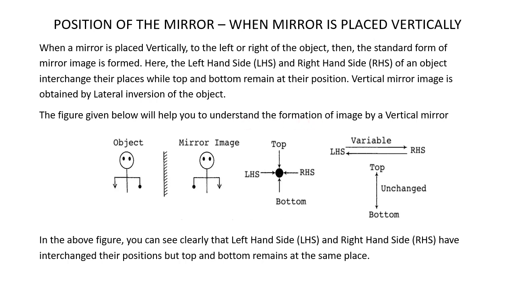Now let's try to understand the formation of image by a vertical mirror with the help of this figure. Now this is the object, this is the mirror which is placed vertically, and this is the mirror image of the object. Clearly here you can see that the top and the bottom of the object remain in the same place in the mirror image, whereas the left-hand side and the right-hand side of the object have interchanged their positions in the mirror image. Also observe that the arrowhead here, in the object, the top and the bottom of the arrowhead remain in the same place in the mirror image. Hope you have understood the formation of image when the mirror is placed vertically.